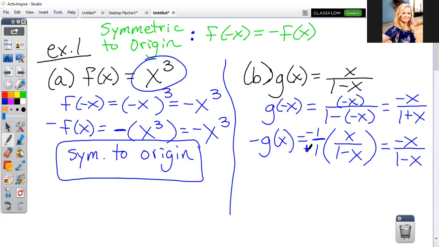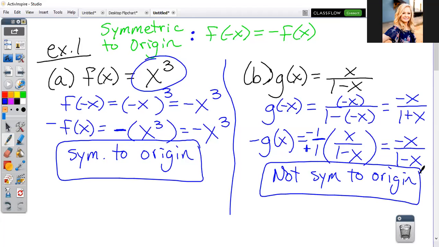And now you can compare your answers. Is this answer, g of negative x, the same as negative g of x? They're close, but does that matter? No, it doesn't matter how close they are. They have to be exactly the same. So this one is not symmetric to the origin. I'm just writing that out. You can put yes or no when you start answering your questions. You don't have to put all that. Everybody understand?